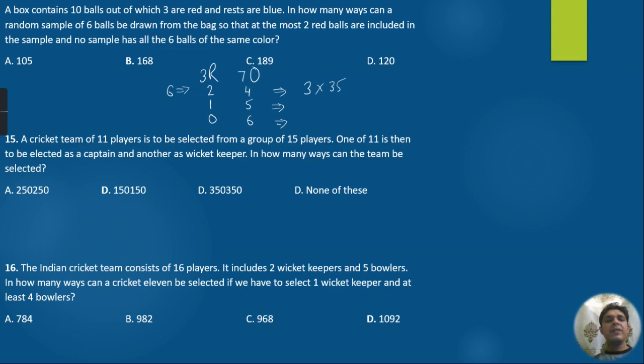Thereafter, selecting one thing out of 3, so this will be 3, and selecting 5 things out of 7, this will be equal to 7C2. So 1 by 2 multiplied by 7 multiplied by 6, so this will be equal to 21. Thereafter 3C0 will be equal to 1 and 7C6 will be equal to 7.